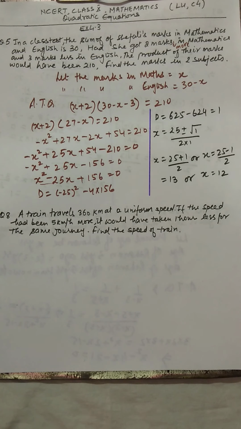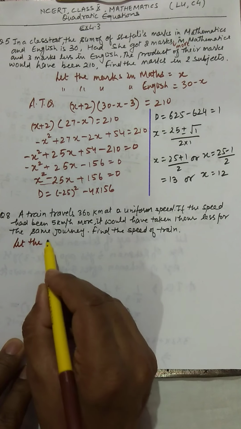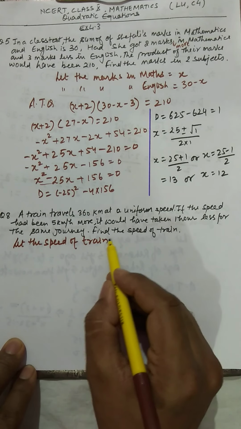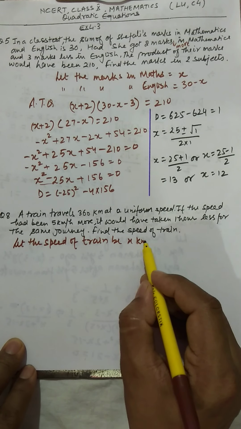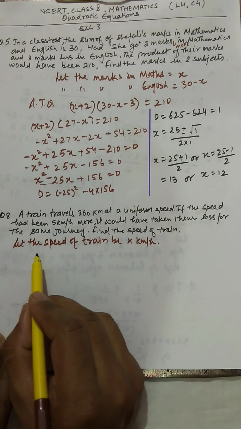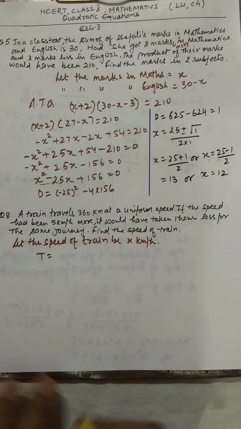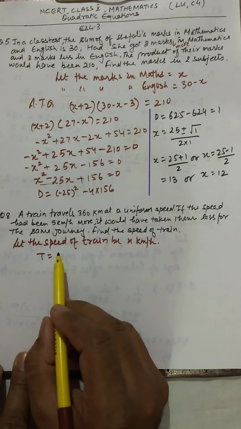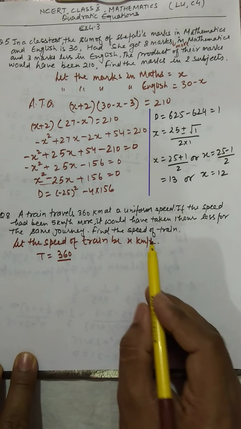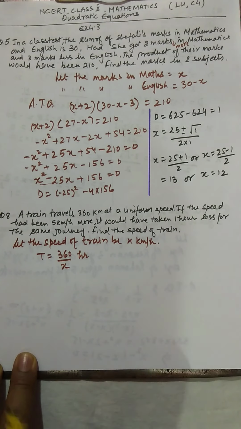So we'll start the question by assuming the speed of the train. Let the speed of the train be x kilometer per hour. Now according to the question, the time taken by the train initially, t or t1, you can say, the distance is the same, 360, and the speed is x. So this is going to be your time.